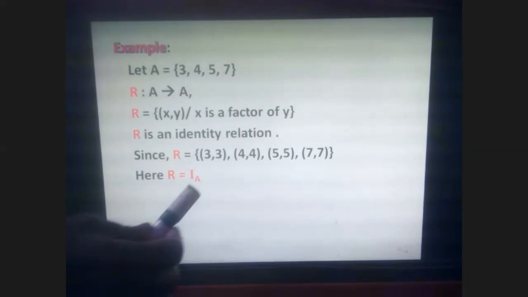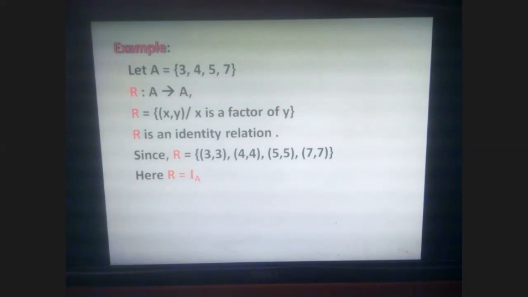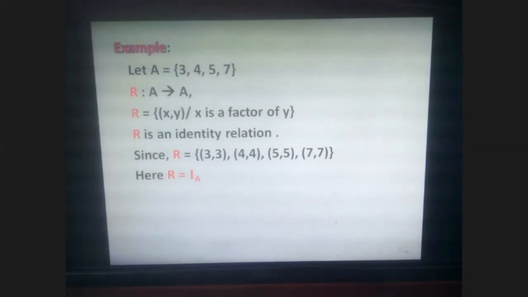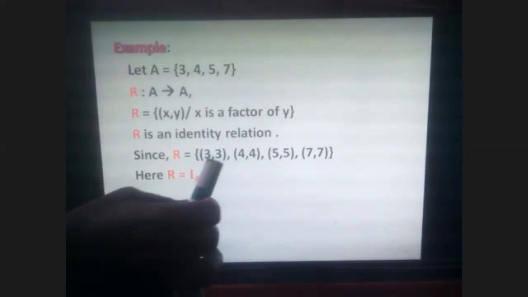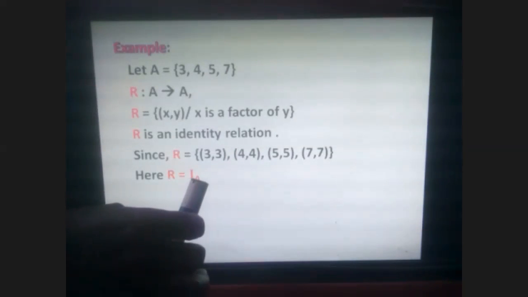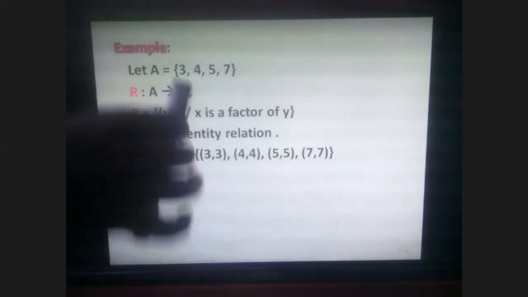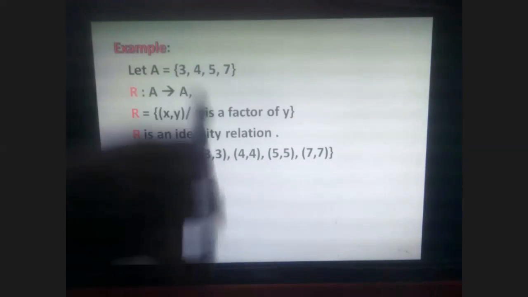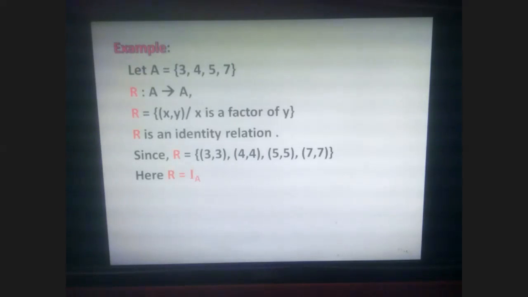An identity relation has a special notation, I_A. The suffix A denotes the set on which it is defined. If I have a set B which consists of one more element, it may not be an identity relation on that, because this consists of (3, 3), (4, 4), (5, 5), (7, 7). I_A only has the responsibility of members of A having the same element as image: (3, 3), (4, 4), (5, 5), and (7, 7). Identity relation.